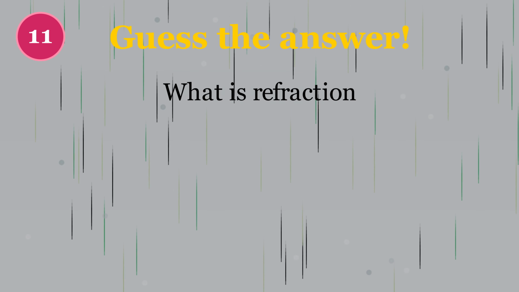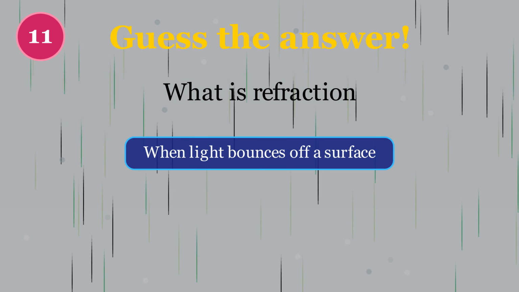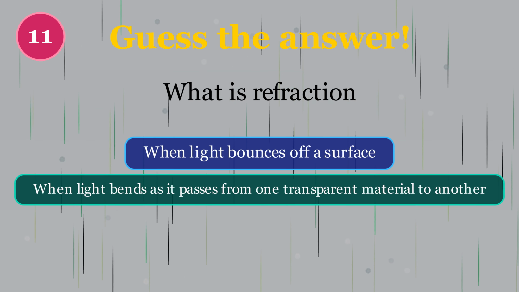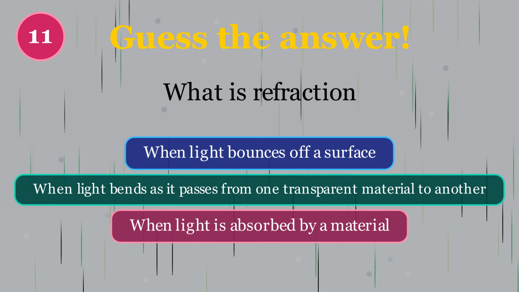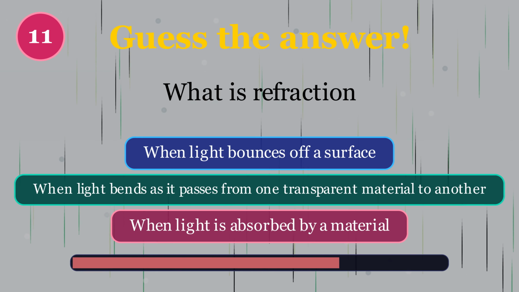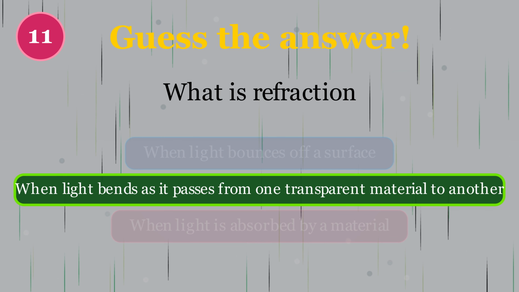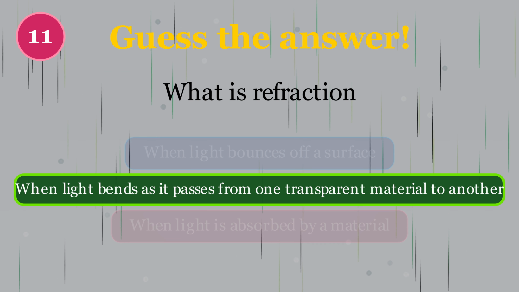What is refraction? When light bounces off a surface. When light bends as it passes from one transparent material to another. When light is absorbed by a material. The correct answer is, when light bends as it passes from one transparent material to another.